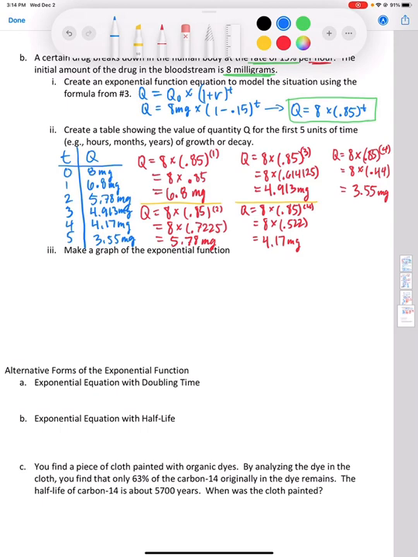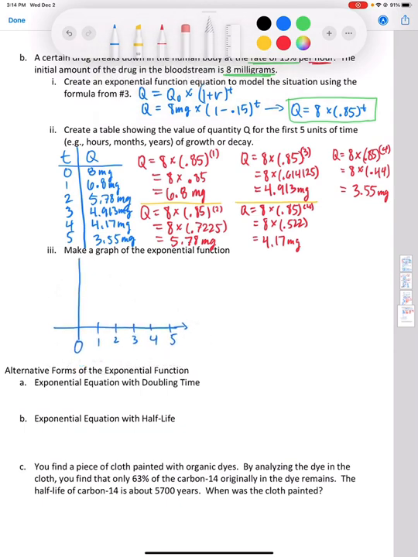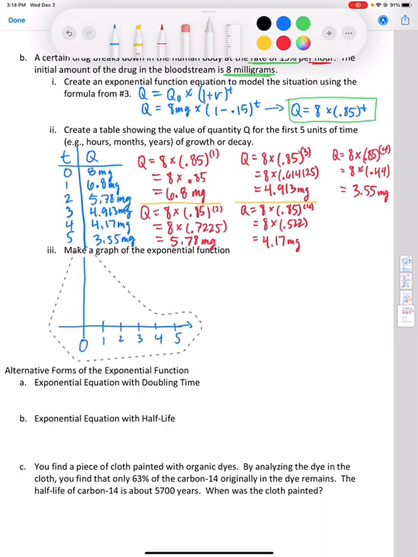We're going to make a graph of the exponential function here. So for our graph, we'll need our coordinate axes. We'll need our time in hours. Okay, so we need to make that here a bit taller. There's room for our label here. Okay, so that's our time in hours.